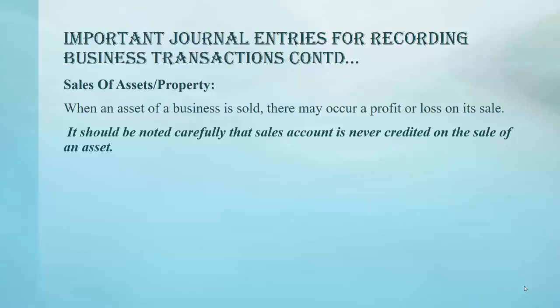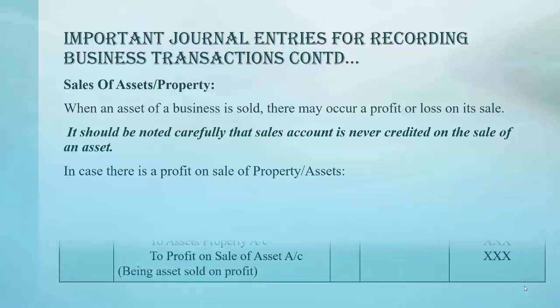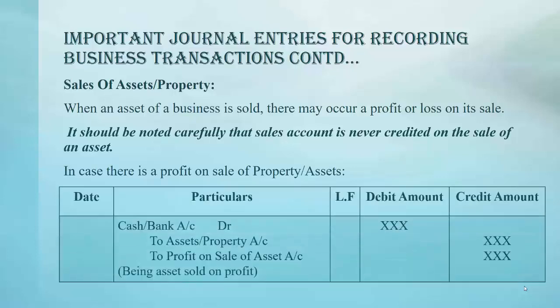I will show you an entry for both the cases, if there is a profit or loss. First, I will show you the entry if there is a profit. In this case, cash or bank account will be debited. Then we have to credit assets account. It can be machinery, plant, furniture, or any kind of assets, to profit on sales of asset account.